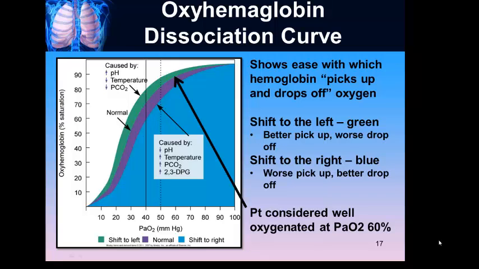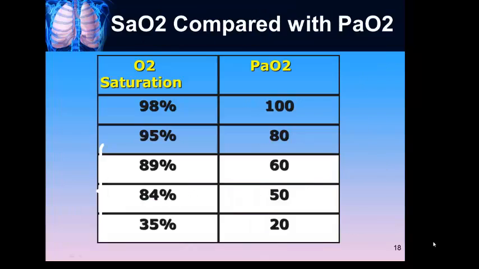You should know the shift to the left, what that does with better pickup and worse drop-off, and the shift to the right with worse pickup and better drop-off, and the conditions that could cause each of them that are on this graph. Here's a comparison of some of the SaO2 and PaO2 levels.